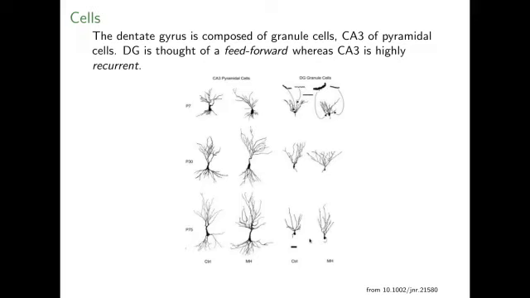You can see that it has these granular cells. They have a reasonably simple connectivity. We talk about the dentate gyrus as being a feed-forward network. So that's a network layer where the nodes in the network, in this case neurons, aren't connected to each other. So stuff comes in and comes out, but there's no connection within the layer.